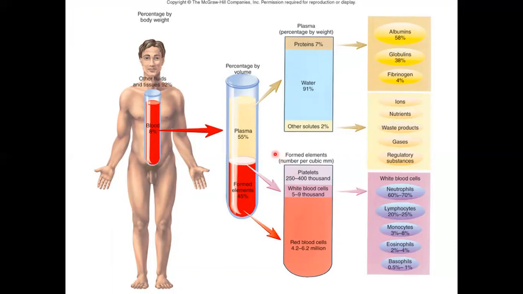Take a look at the number. So formed elements, number per cubic millimeter. So we have 4.2 to 6.2 million red blood cells per cubic millimeter. So think of a millimeter as a square, right? Cubed. 4.2 to 6.2 million. On average, it's about 5 million red blood cells per cubic millimeter. That's massive. Take a look at your white blood cells, 5 to 9,000 per cubic millimeter, and platelets, about 250 to 400,000 per cubic millimeter.